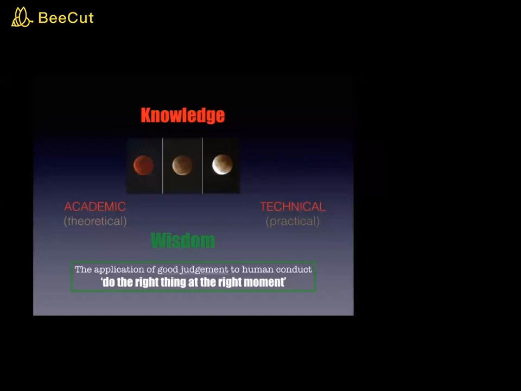The aims and objectives are about knowledge, and knowledge we can divide into academic knowledge and technical knowledge, which is practical. So the academic side is theoretical. Most of us, I'm taking it, are graduated, and we know what we're talking about when it comes to pulpitis and things like that. But the technical aspect of it is going to be variable, depending on which line of dentistry you're working in. But what you need to do is combine the two, and you need to look at the wisdom aspect of combining the two together, which is actually the application of good judgment to human conduct. So it's doing the right thing at the right moment.